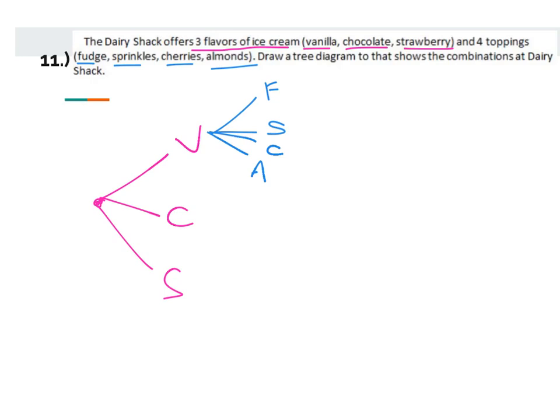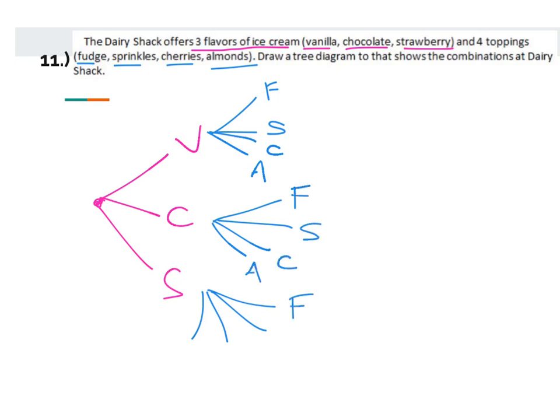I need to do the same here for chocolate and the same for strawberry. So 1, 2, 3, 4. 1, 2, 3, 4. So fudge, sprinkles, cherries, almonds, and the same again. So this tree diagram shows us how many total combinations there can be with 3 flavors of ice cream and 4 toppings. And as you can see, there are a total of 12.